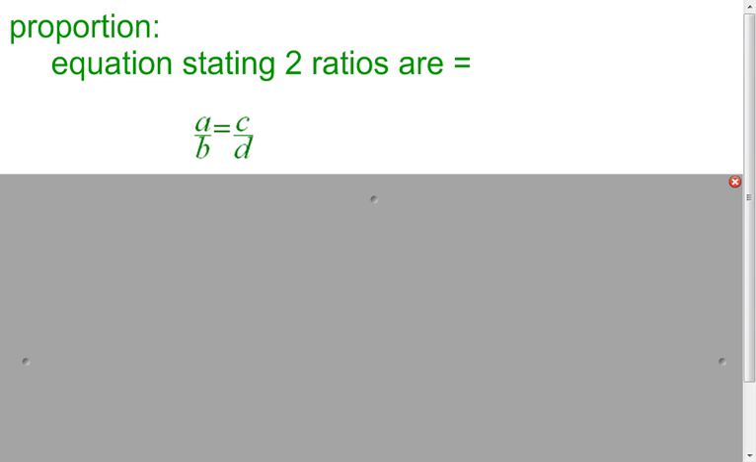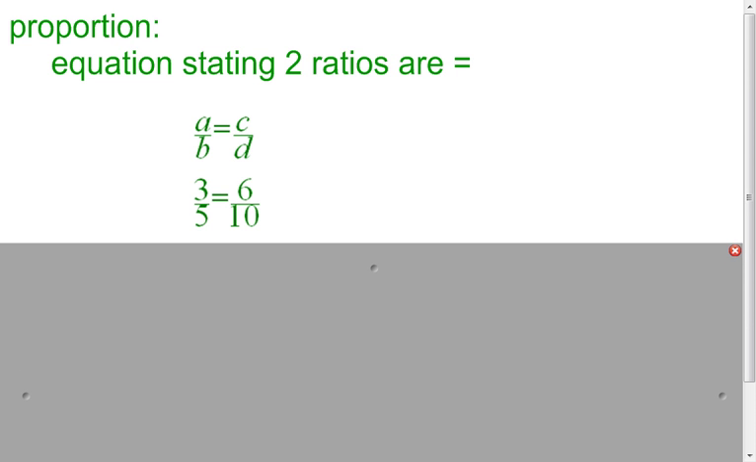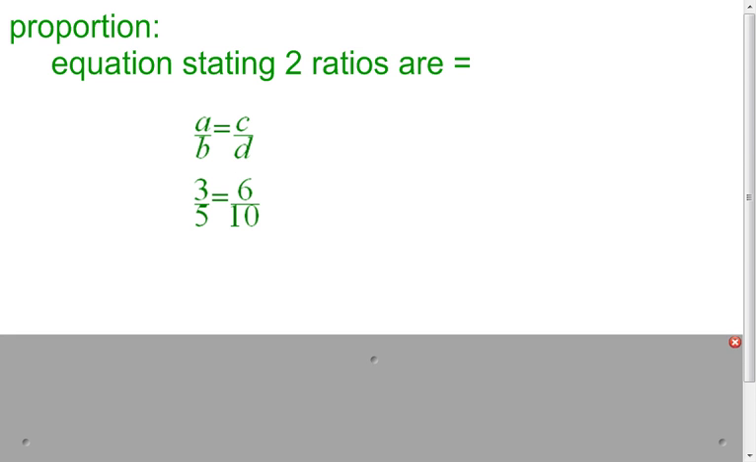So I have my first ratio here on the left of A over B, my second ratio here of C over D. So now I just put some numbers in there that we can relate to. I can take a number like 3 over 5 and a number like 6 over 10. Those are two separate ratios, but they're actually equal. And there's a variety of ways to check this.